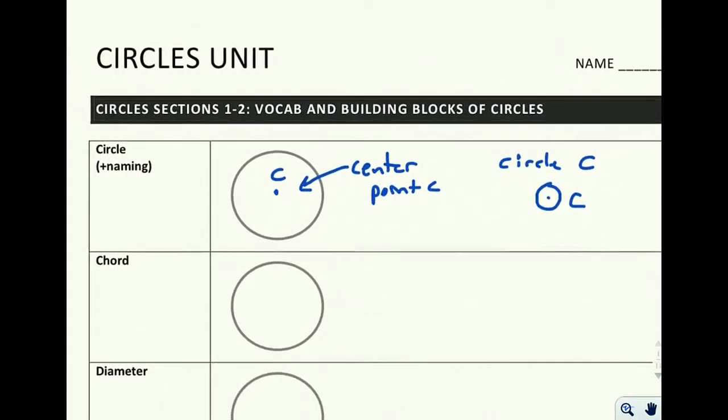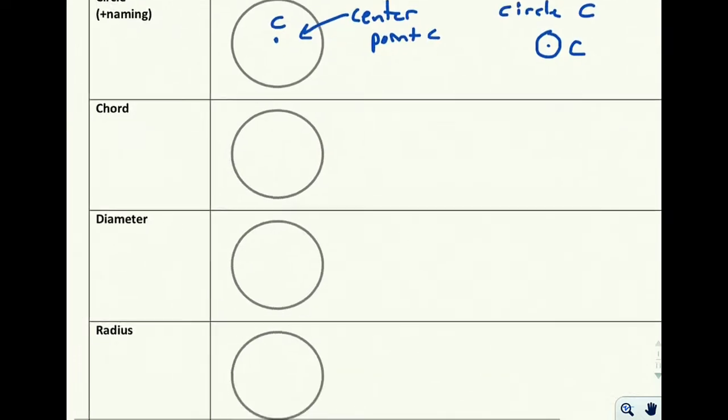Circle, in case you missed the early days of kindergarten, would be a shape that is perfectly round. It has the same distance from the center in every single direction, if you want to get technical there.